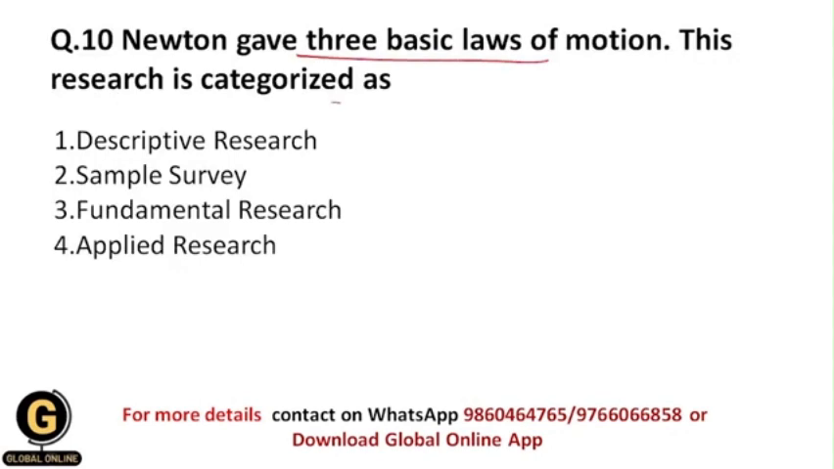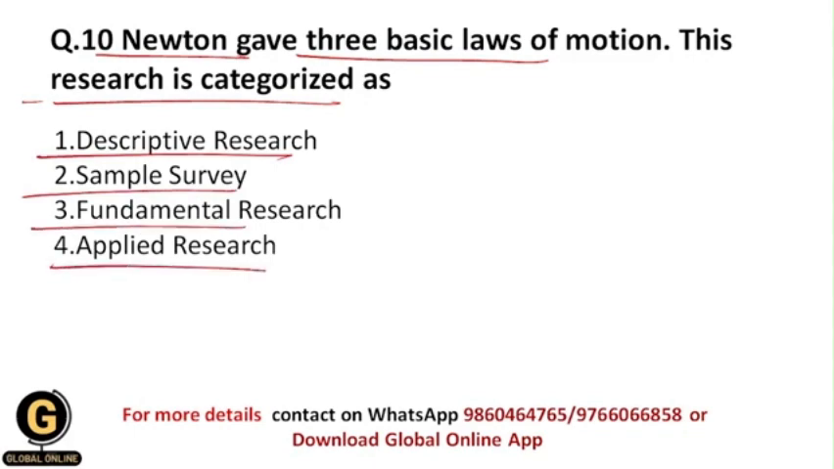Okay, Newton gave 3 basic laws of motion. This research is categorized as? So students, this is the application of the research types, and the options over here are descriptive research, sample survey, fundamental research, applied research. We have discussed fundamental research and applied research in this video. Now I am going to describe what descriptive research is and what a sample survey is.